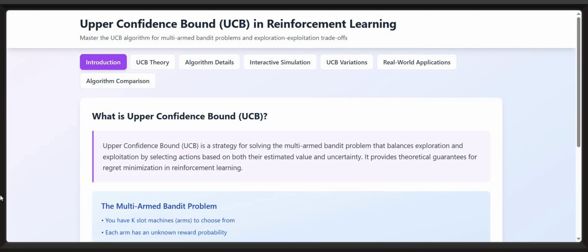Hello everyone. Today we will talk about upper confidence bound, or UCB, in reinforcement learning, and let's begin.